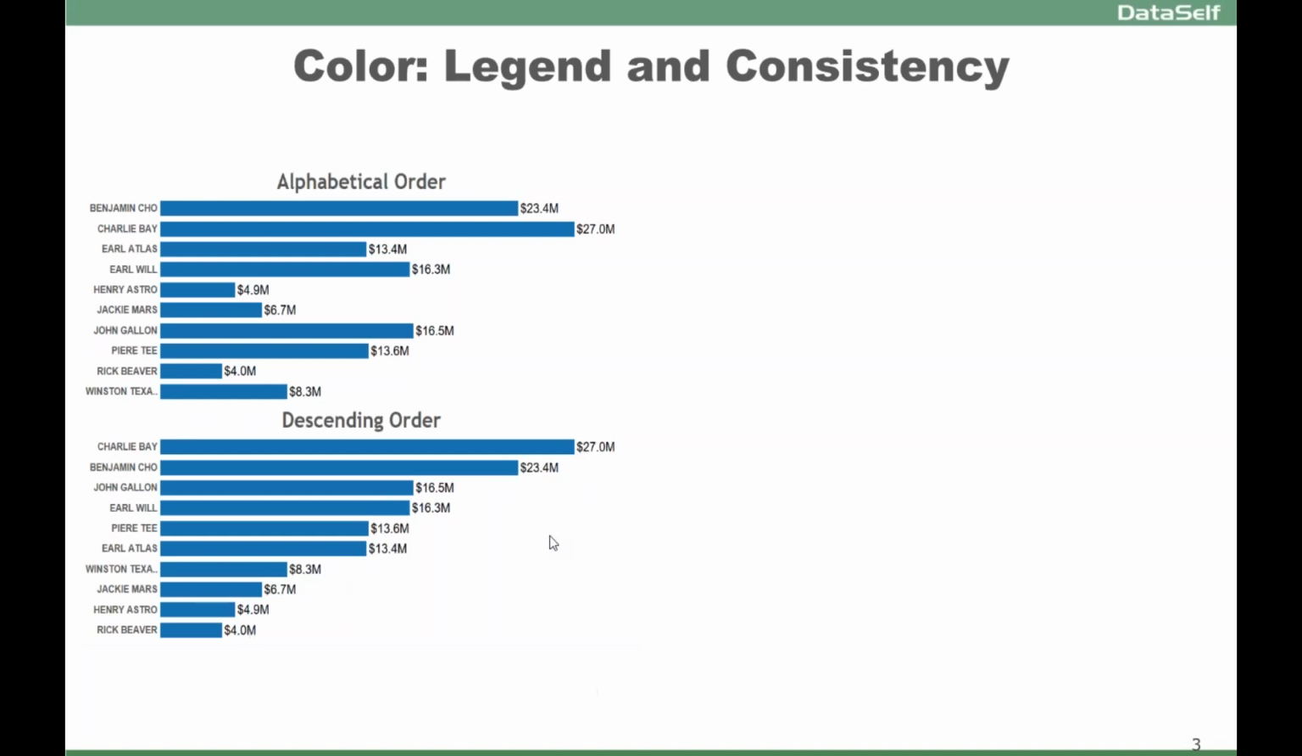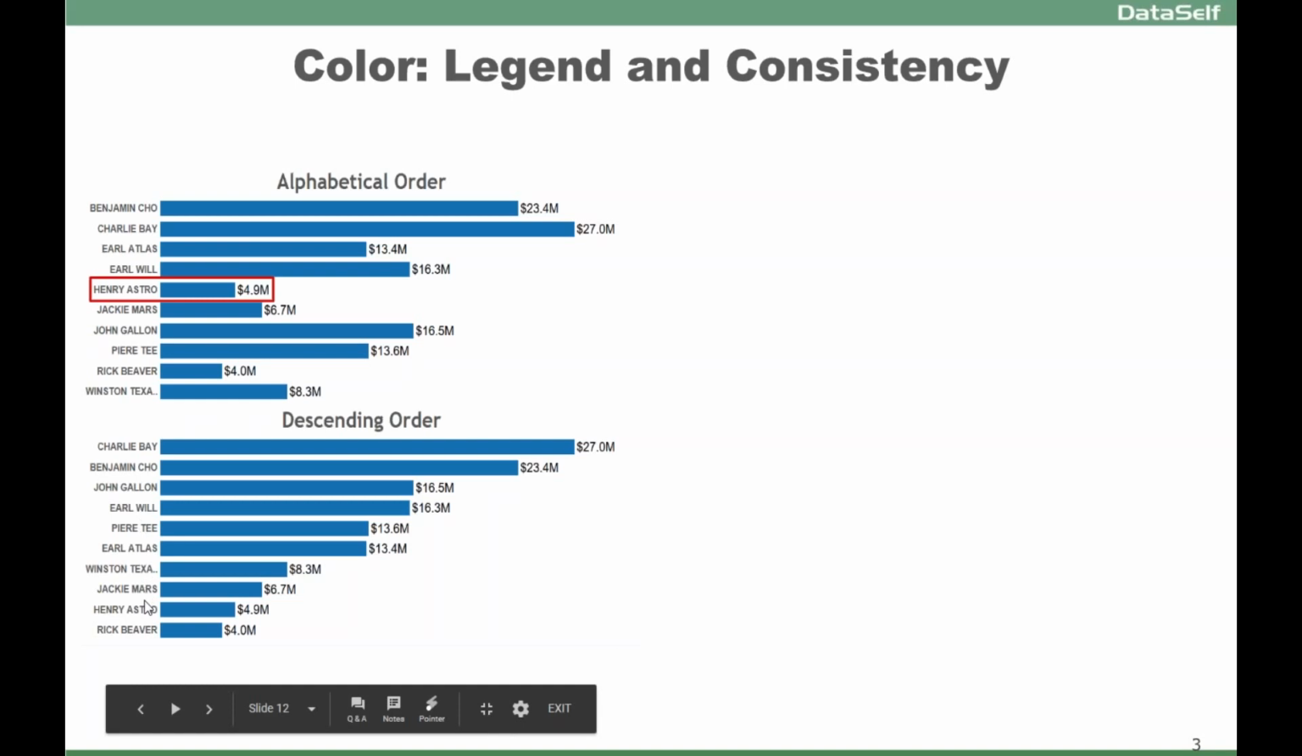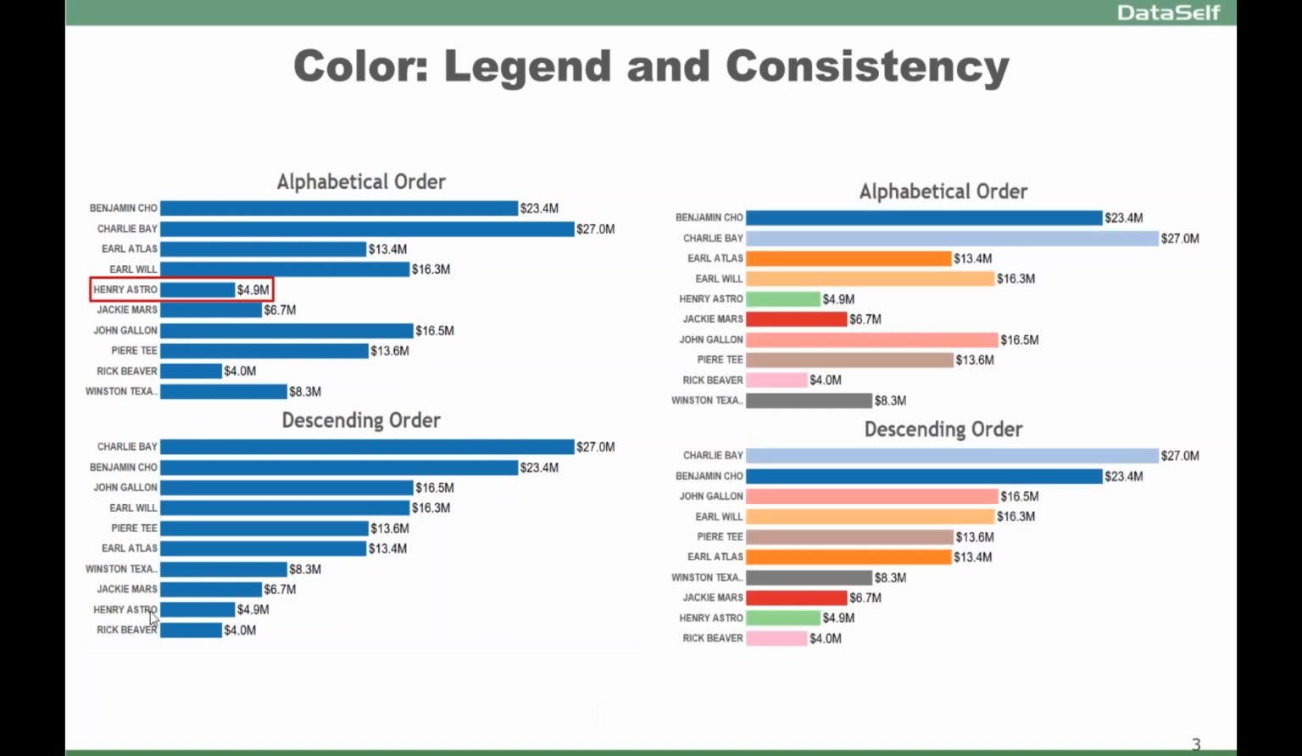Looks clean, looks focused on the message. However, we can have more colors here to help people get to the point more quickly. For instance, if I'm Henry and I want to know how I'm doing against the whole team, I can quickly find my name here because it's alphabetical. But on the bottom here, I have to go and kind of find where I am. It's not so straightforward. This is an example where putting more colors is so much more helpful.